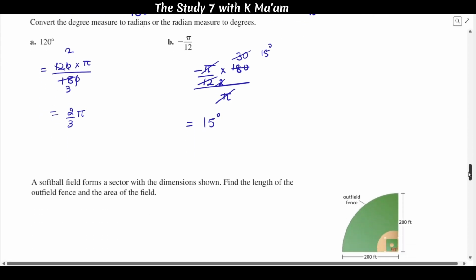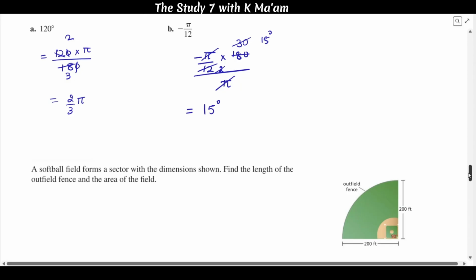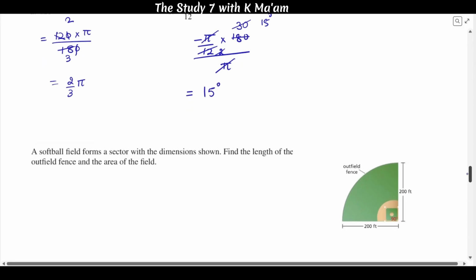Okay. Now, we have a softball field in the form of a sector with dimensions like this. Find the length of the outer fence and the area of the field. Okay. It's like a part of a circle, right? So what is the circumference of a circle? Circumference of a circle is 2 pi r. In our case, it is not a complete circle, it is some part of the circle. And they provide the angle, 90 degree.